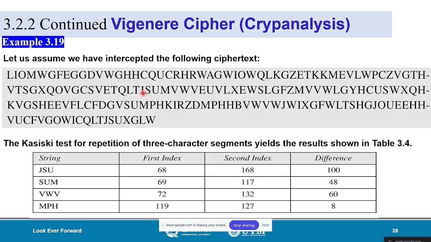The other one was 69, and the other one was 117. The difference is 48. It will find the occurrences of the same words and the difference between them.